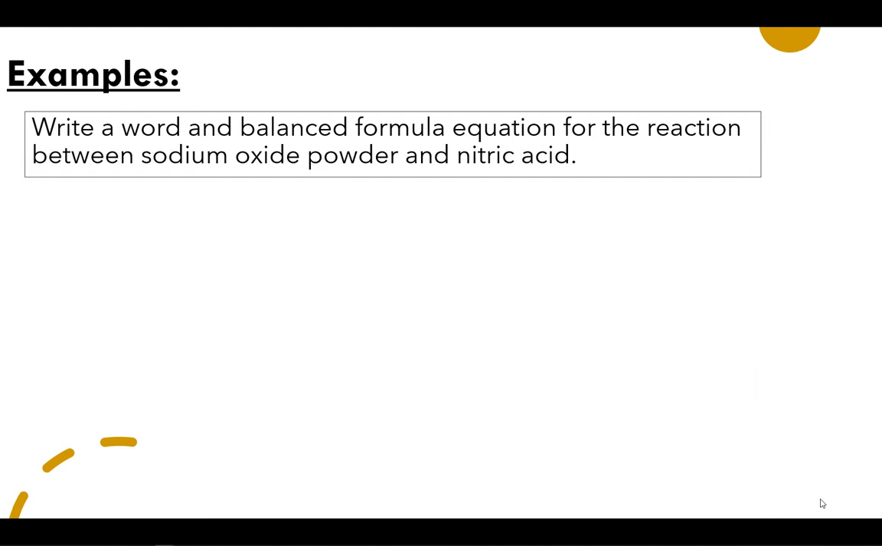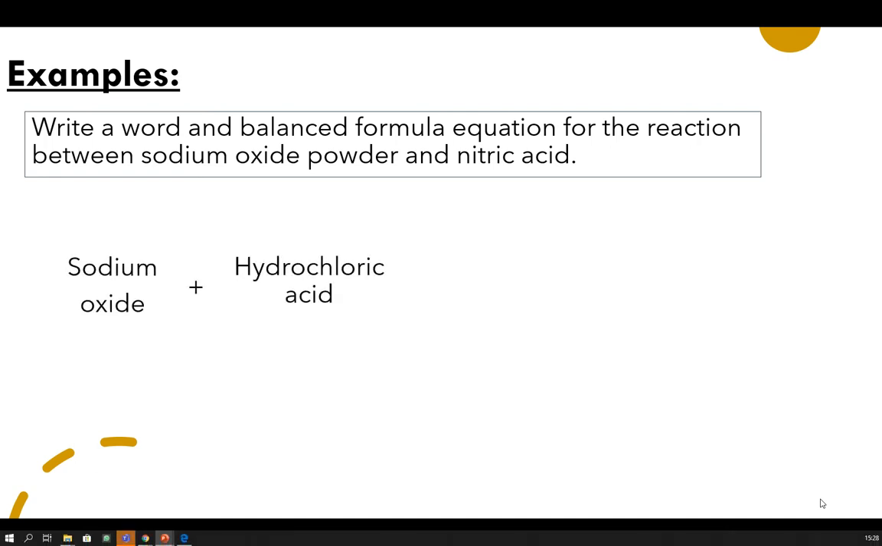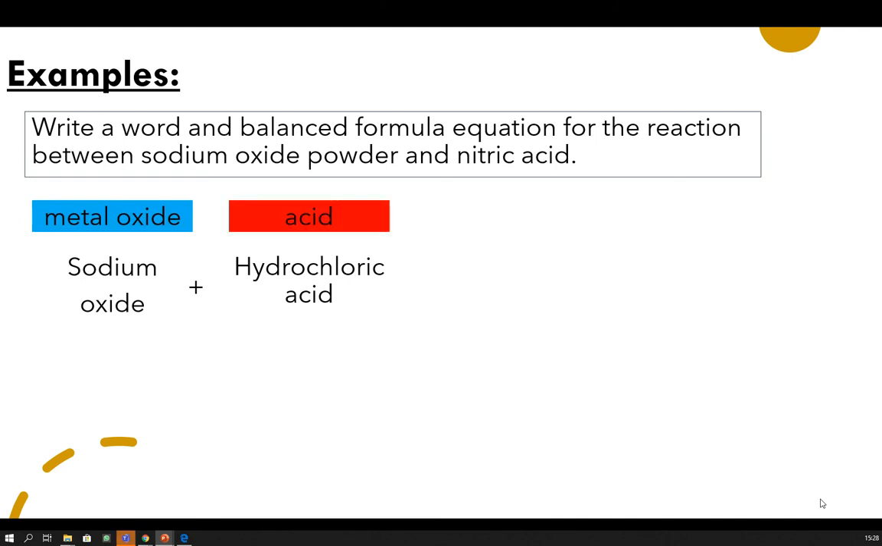So a typical example you might get in an exam question might be to write a word and balanced formula equation for the reaction between sodium oxide powder and hydrochloric acid. And you should recognize that sodium oxide is a metal oxide and that hydrochloric acid is an acid. So out of the general equations we've looked at before, an acid plus a metal oxide is going to give you a salt and water. So acid plus base gives salt plus water. That's the general equation to remember.